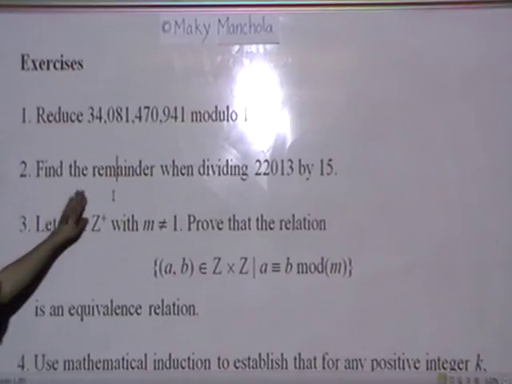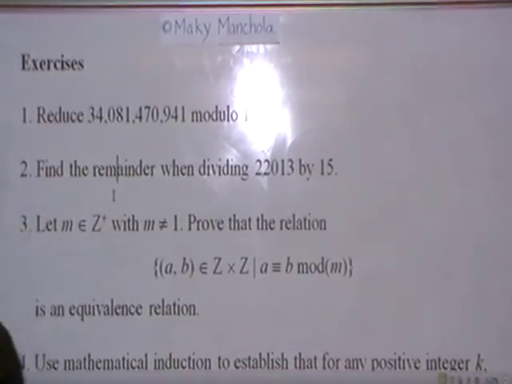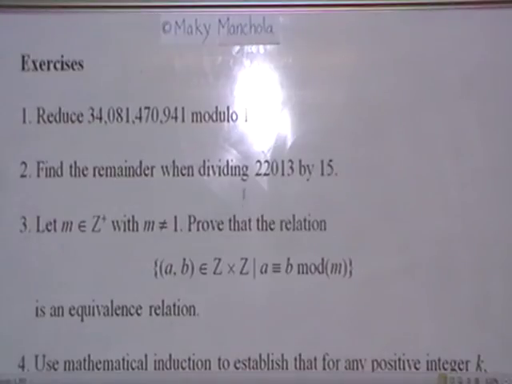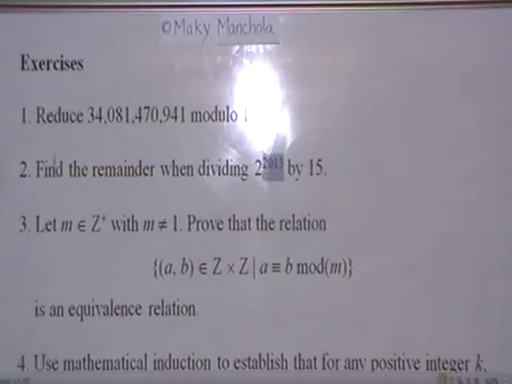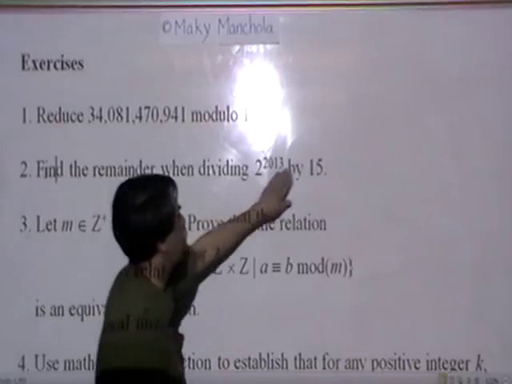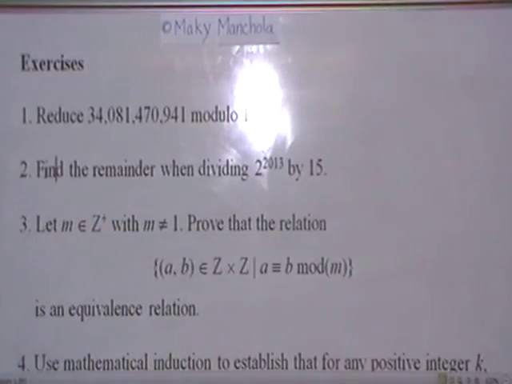Our second exercise, let me fix that. That is supposed to be 2 to the power 2013. Let's fix that. So find the remainder when dividing 2 to the power 2013 by 15. One of our examples is going to be useful in solving this particular exercise.